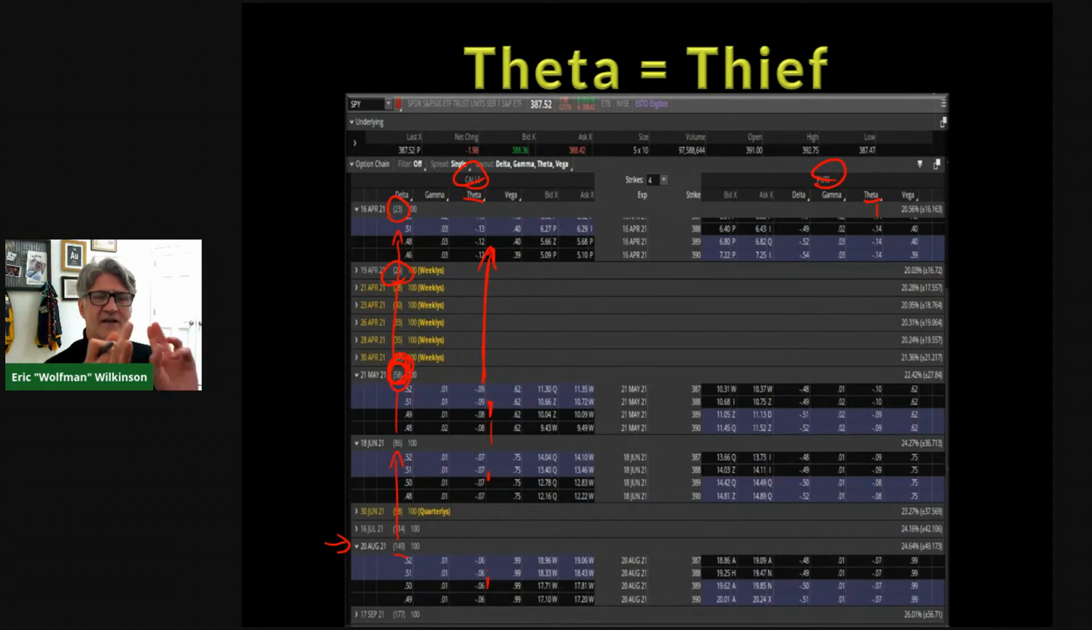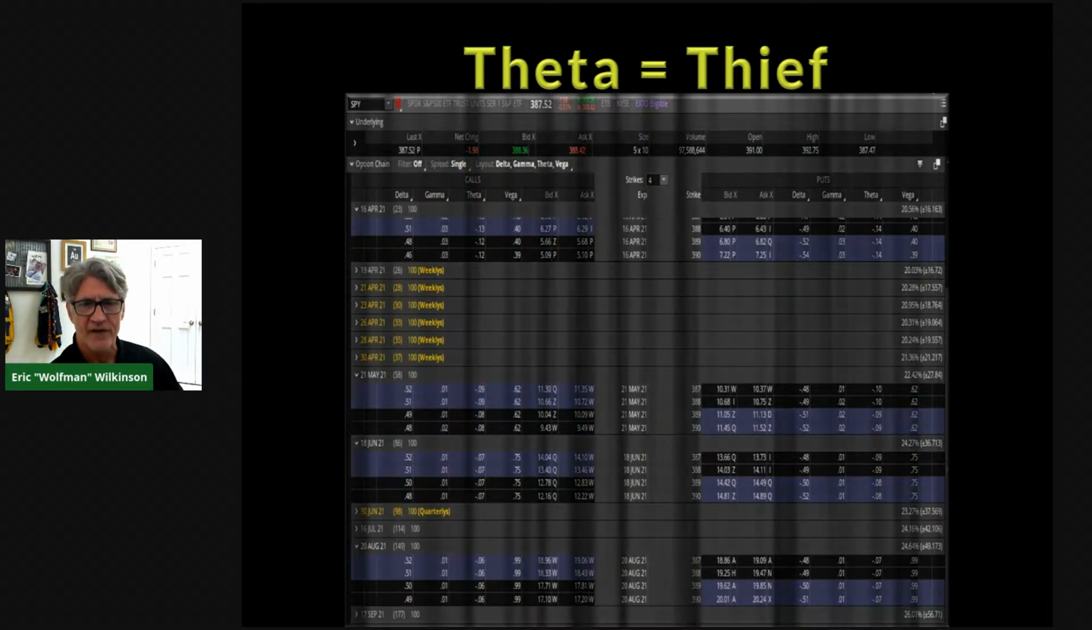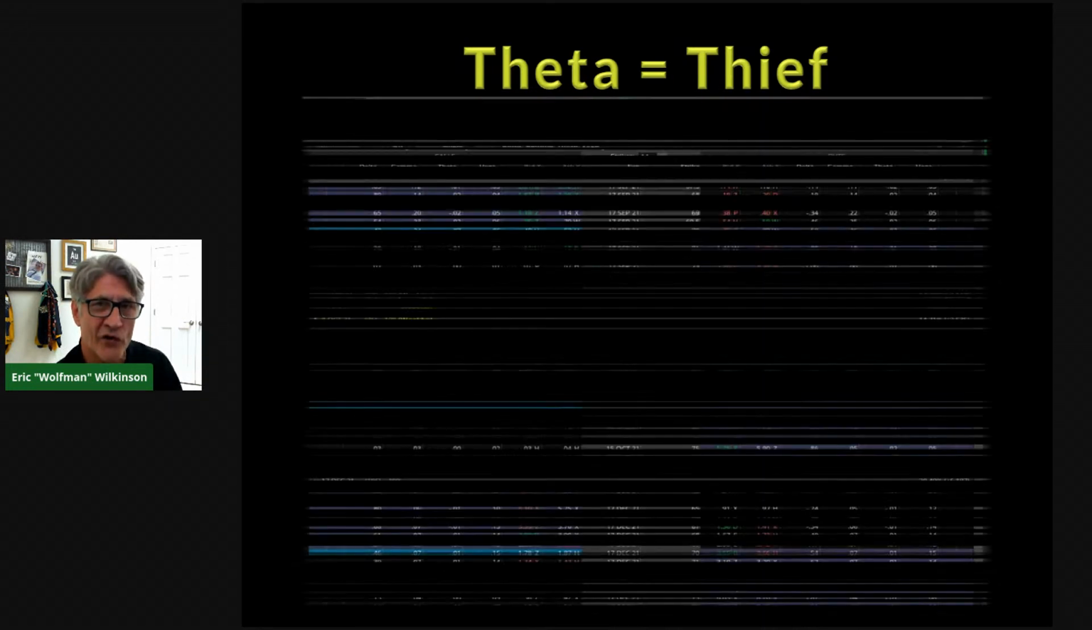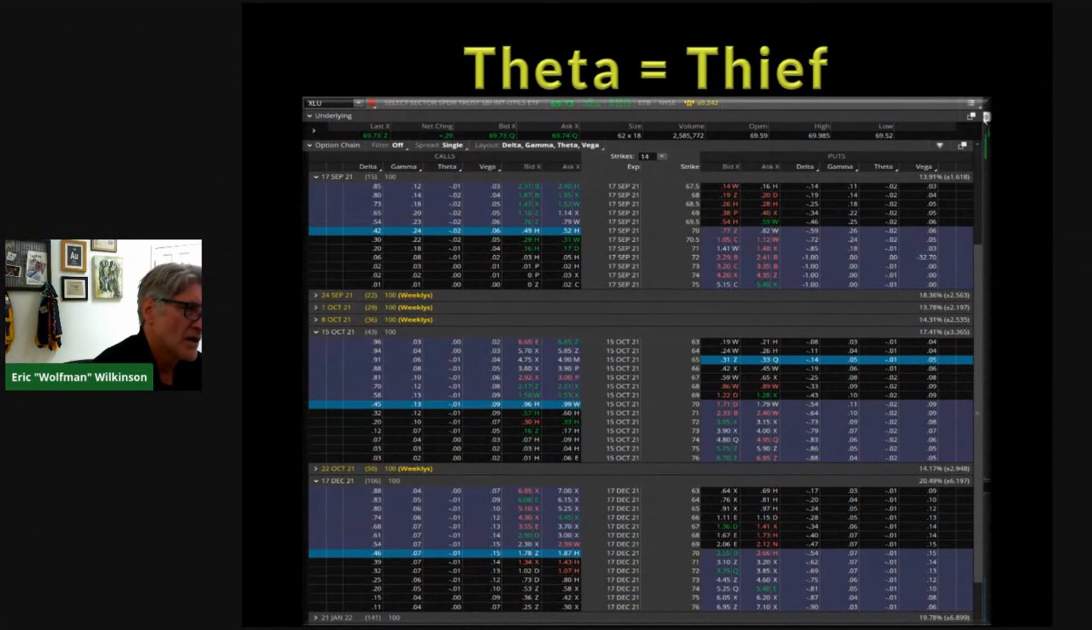Delta is just data. Theta is the thief. And Vega is volatility. All right? It's that simple. Gamma goes with delta. I talk about that in some other videos. We're not going to talk about that so much today because we don't want movement. But Vega, in this case, we're looking for it to be at an elevated level, and therefore we know those premiums are expensive. Vega. And theta, we want to take advantage of the increase in his thievery.